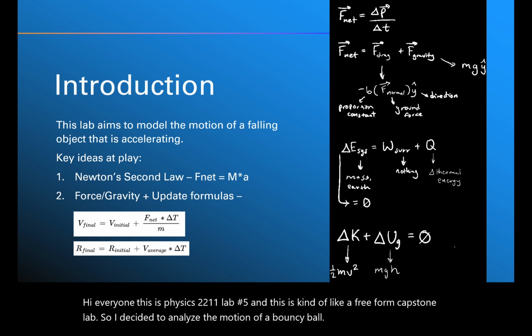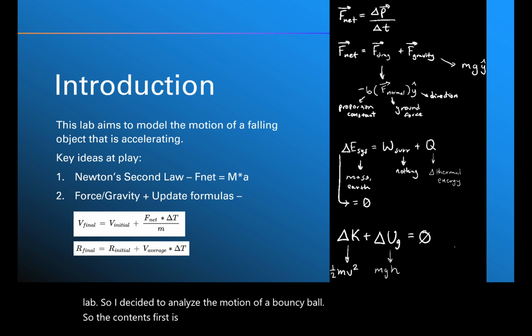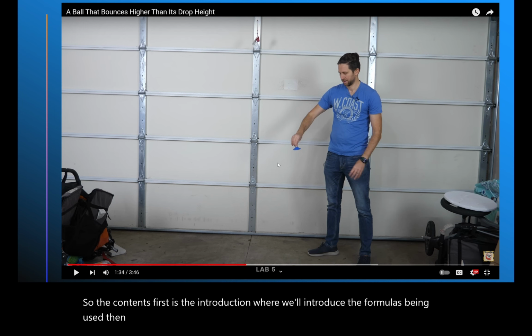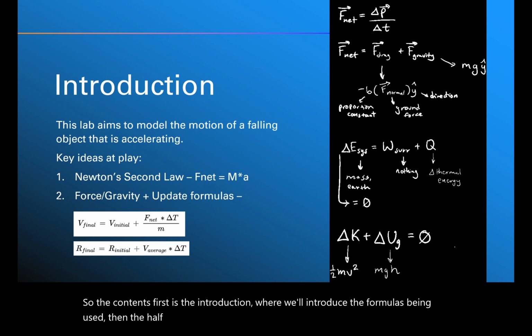So to start off, the premise of this project is to model the motion of a falling object that's accelerating. I used a clip from another YouTube video that will be linked below, and it's basically a bouncy ball that bounces higher than the original drop height it was dropped from, which seems to violate the energy principle, so I wanted to see if I can make a computational analysis for that.